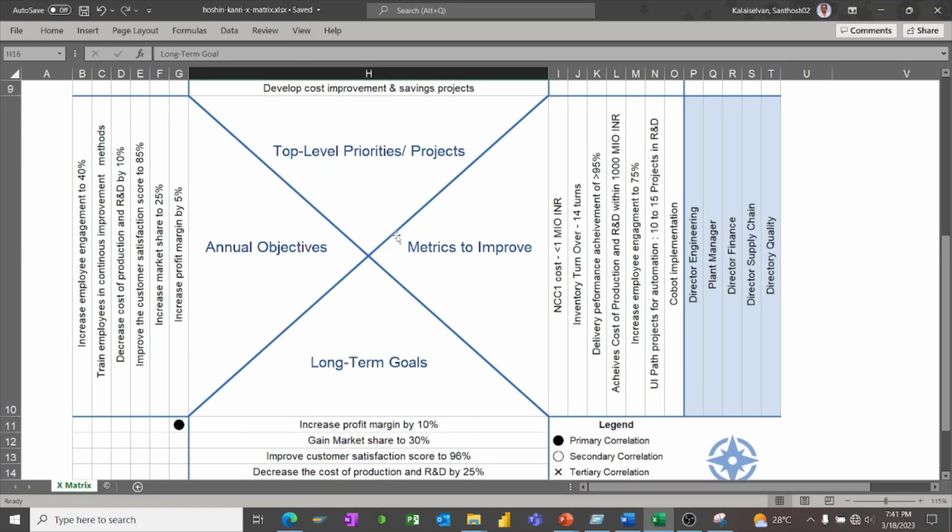Now I will explain with one example so that you can understand how this X matrix is helping.